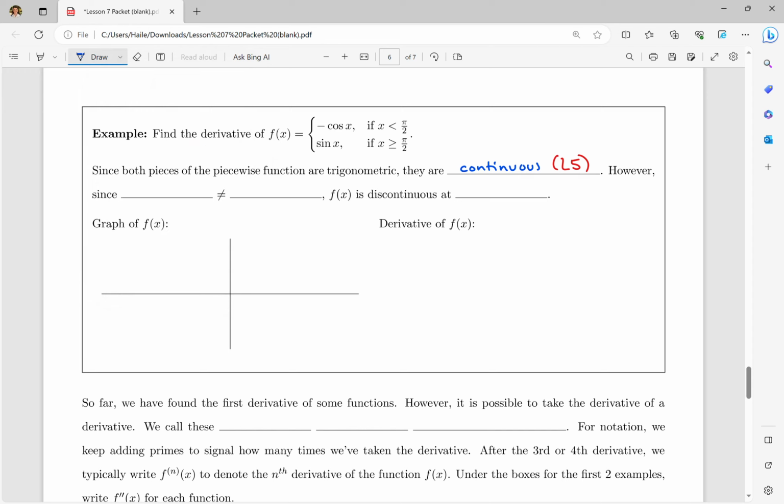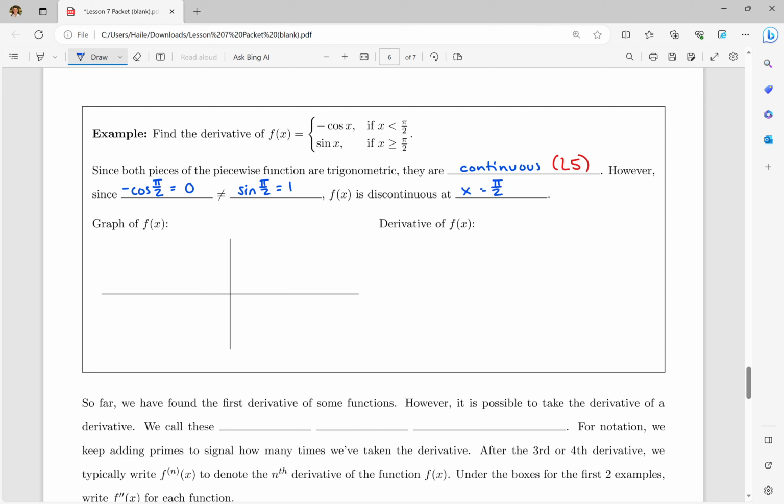However, if we were to check at pi over 2, which is the one place they could be discontinuous, we get negative cosine of x, so negative cosine of pi over 2 is equal to 0, whereas sine of pi over 2 is equal to 1. So those two are not equal, so f of x has to be discontinuous at x is equal to pi over 2.